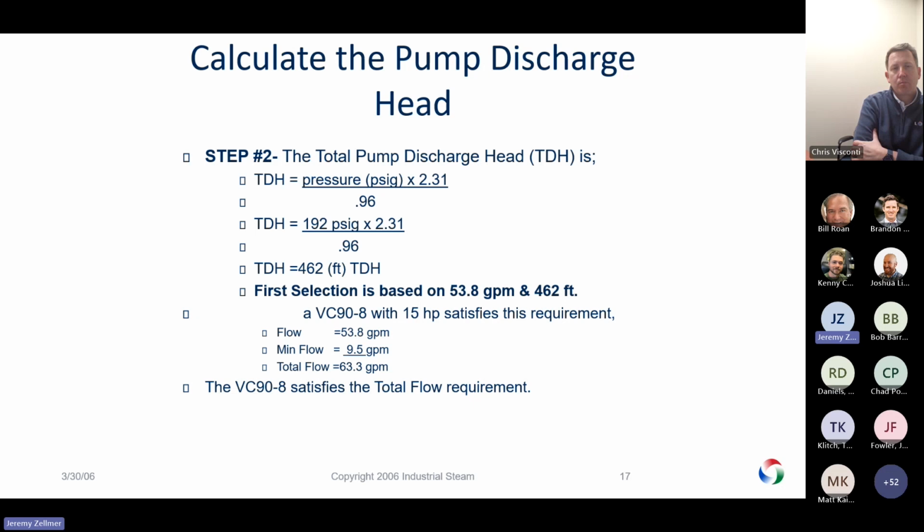Calculate the pump discharge head. The total discharge head is pressure times 2.31 divided by 0.96, the 0.96 being there because we have hot 225-degree water. So we're accounting for the water temperature. Based on the first selection, we have the evaporation rate with the 25%, and then we have the minimum flow. So then we are ensuring that our design point for the minimum flow rate is 63 gallons.